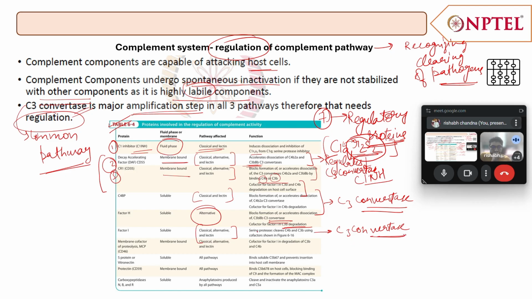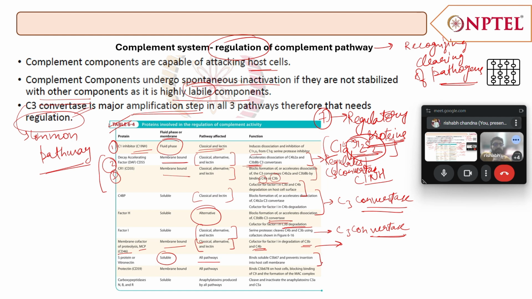Then we have membrane cofactor of proteolysis, that is MCP, CD46. This is a membrane bound complex, and it affects all the three pathways. It is a cofactor for factor I that helps in degradation of C3b and C4b. So another factor that will regulate the C3 convertase. Then we have S protein or vitronectin. Vitronectin is a soluble protein that affects all the pathways. It binds to C5b67 and prevents insertion into the host cell membrane.